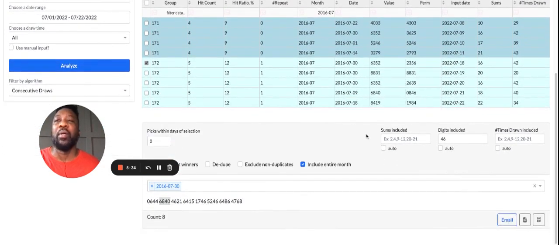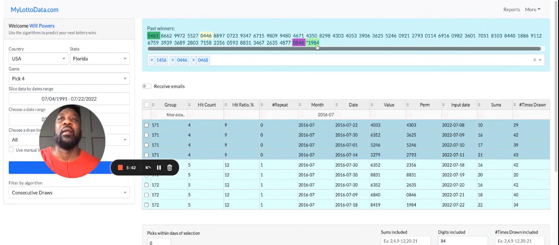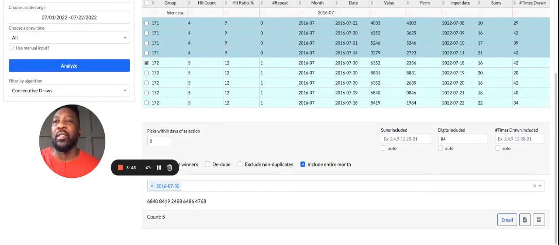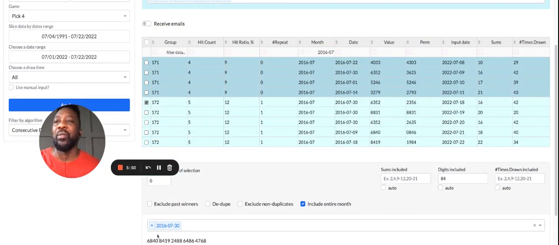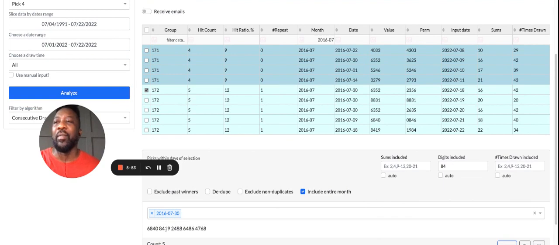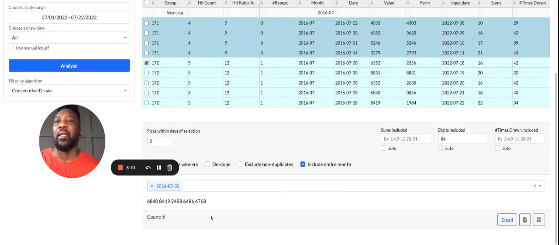Here, let me show you another way. I know this 1984 came out, right? You see it right here? Here's the 1984. Here's also the 6840 that was right next to it that I didn't even see. This joint and this joint right here. What say you that this 4768 is in play? This joint and this joint right here. All three of these are in play because this guy came out. Look how small that list is, family. I'm just going to leave it at that.